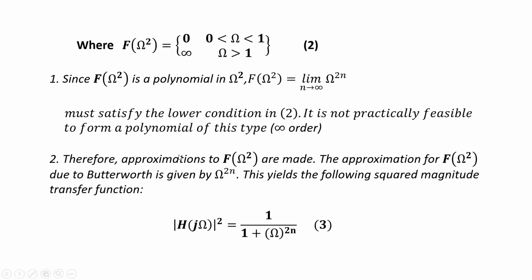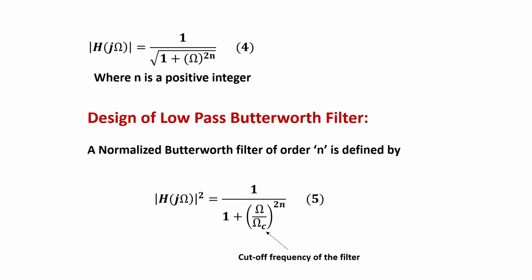That's the approximation done by Butterworth. This is the contribution of Butterworth. That's why this type of filter, what we will study further, these filters are known as the Butterworth filters, right? So this is the formula achieved. Now in the previous case it was square, now we take the square root, so it will be 1 over the square root of 1 plus omega to the power 2n, where n is a positive integer. So this is the Butterworth approximation of the frequency response of a low pass prototype filter.